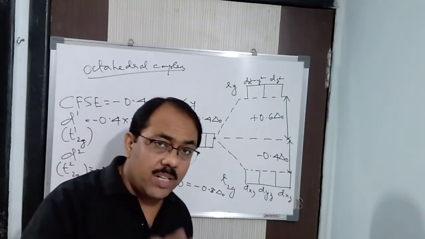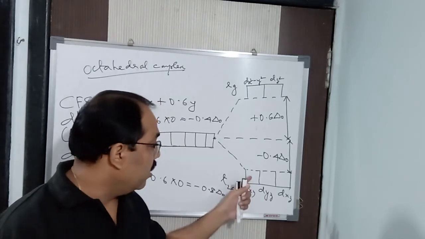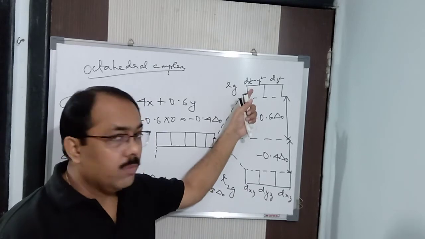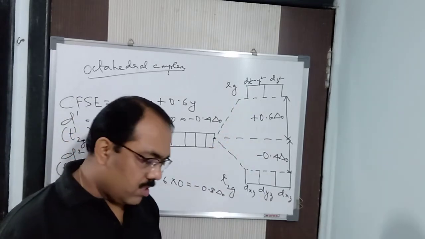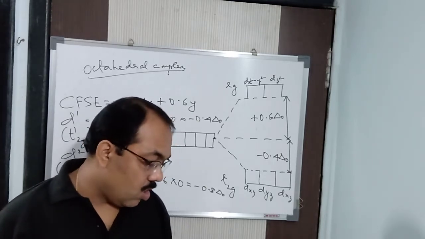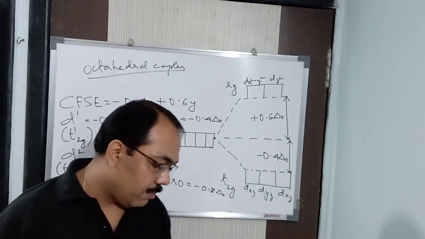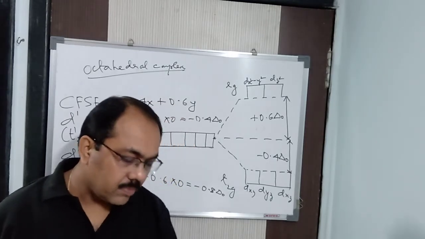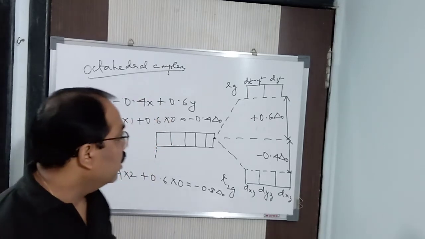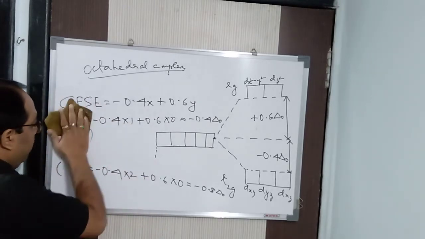How it changes depends upon the strength of the ligand. If it's a strong ligand, repulsion will be more, and it will come here. Pairing is going to take place. If weak ligand, the repulsion will be less and it will go here. So in this way we decide from the value of CFSE that a strong field ligand will have low spin complexes and the weak field ligand will have high spin complexes. In this way we calculate the value of CFSE for an octahedral complex.